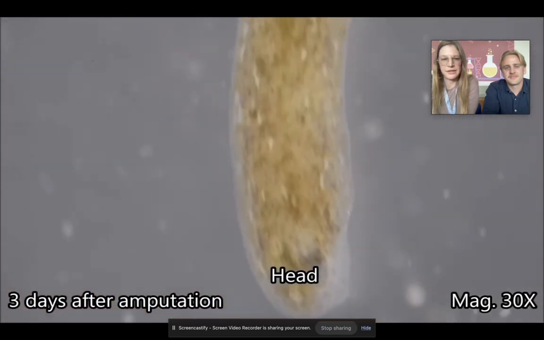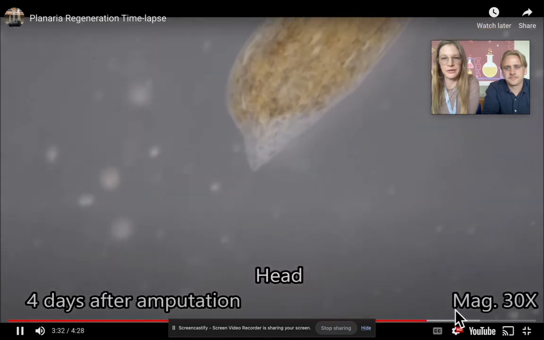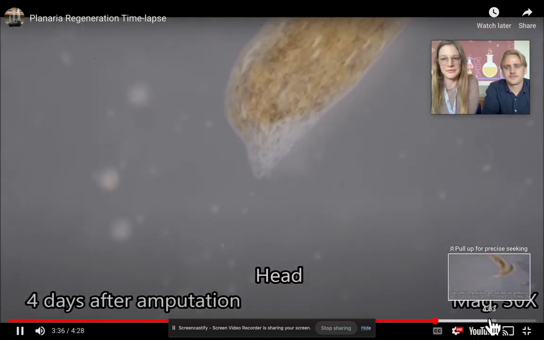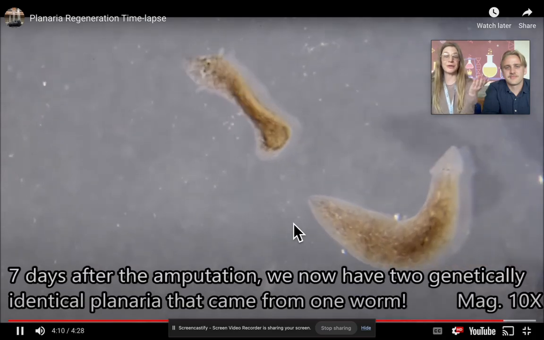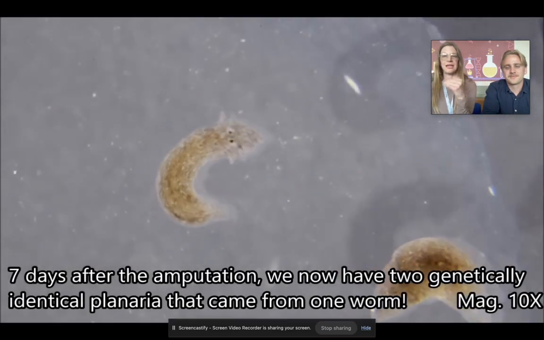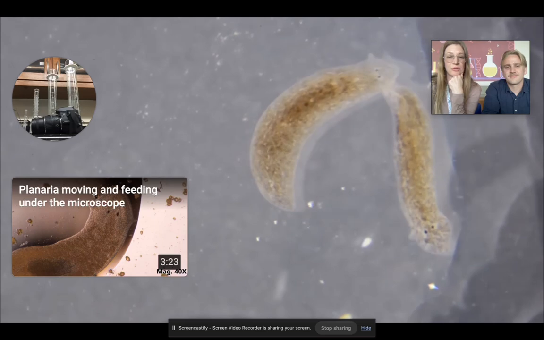Where does it say 2 days now? Oh, because it jumped over to the head. Oh, now we're showing the other side. Now there's two. Wow. The tail grew a head and the head grew a tail. And that is asexual reproduction.